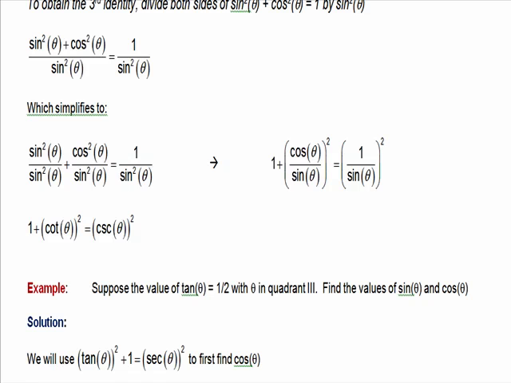Once again, the sine squared theta divided by sine squared theta is 1, so we have that same type of process. And then I pulled out the square, so I have cos theta divided by sine theta all squared, and I have 1 over sine theta all squared. Cos theta divided by sine theta is cotangent, 1 over sine theta is cosecant, and so I end up with 1 plus cotangent theta all squared equals cosecant theta squared.